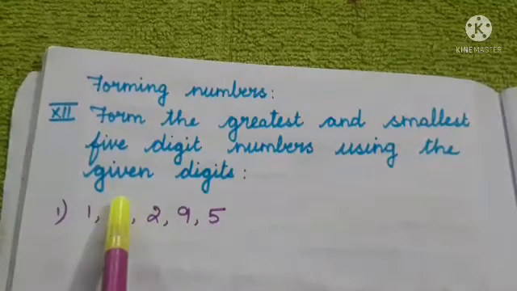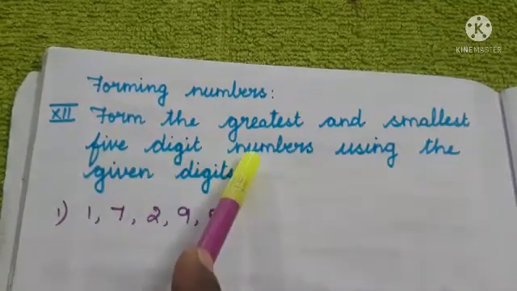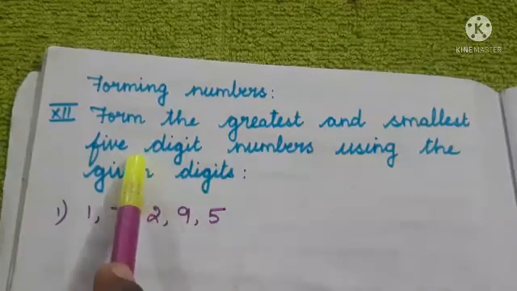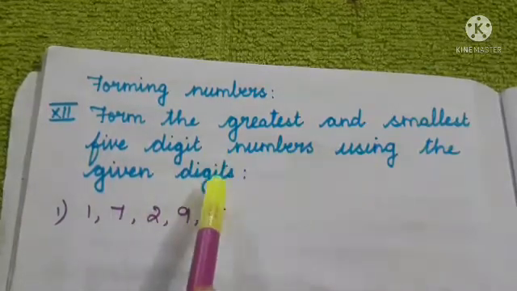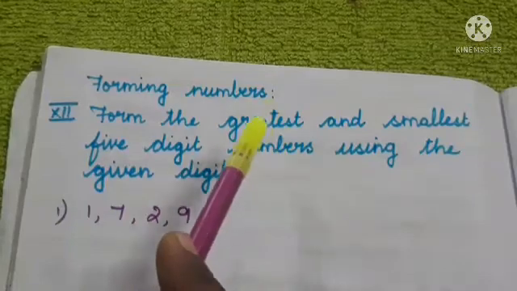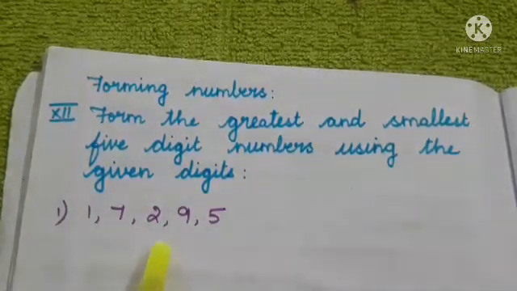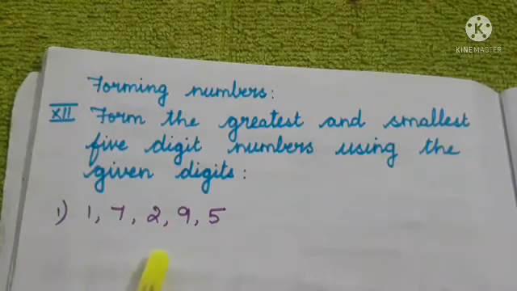Here we have to form a 5 digit number using the given digits, the greatest and the smallest. Now we know how to form the greatest and smallest number, isn't it? Look at the first question. What are the digits we have? 1, 7, 2, 9, 5, isn't it?